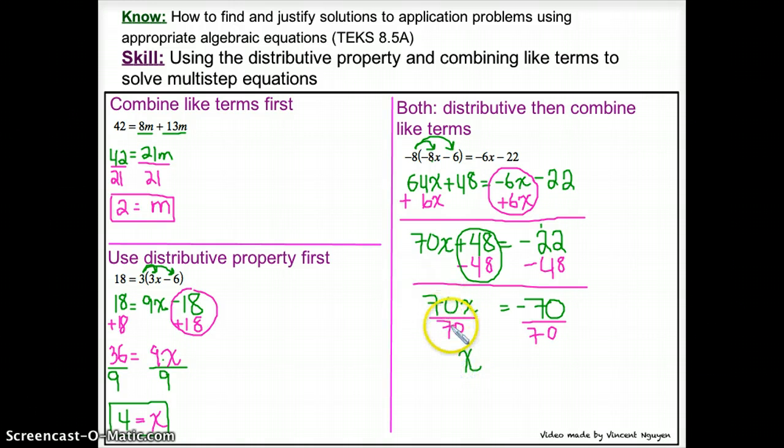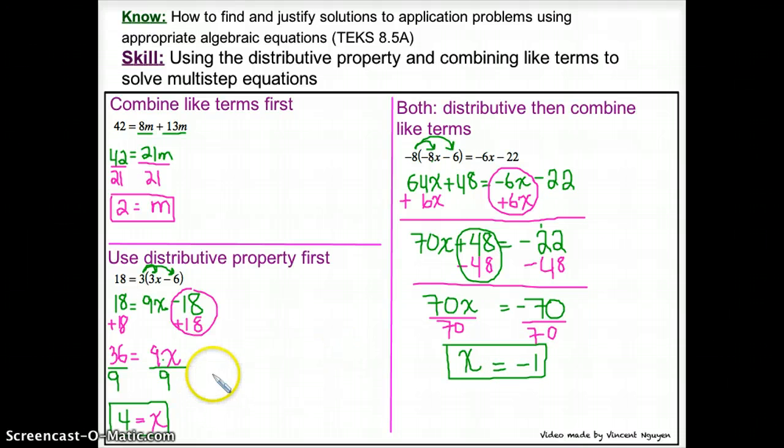So for this problem, 70x divided by 70 will give you just x. And negative 70 divided by positive 70 would give you a negative 1, okay? Do not put a positive 1 down. It is negative 1 because negative divided by positive will give you negative 1, which is your solution. So the answer is pretty nice, okay?